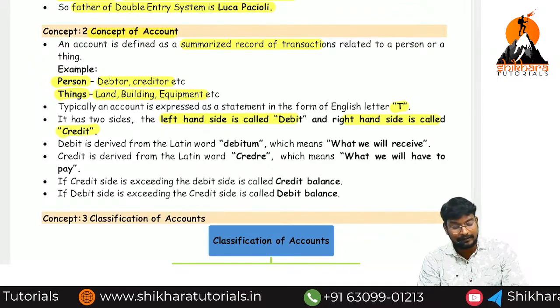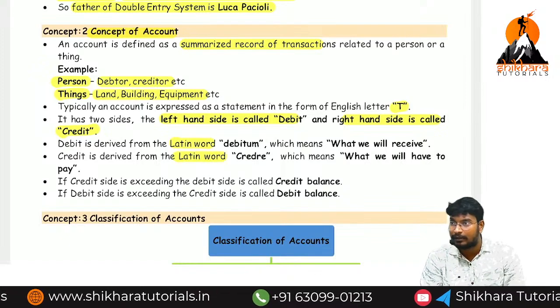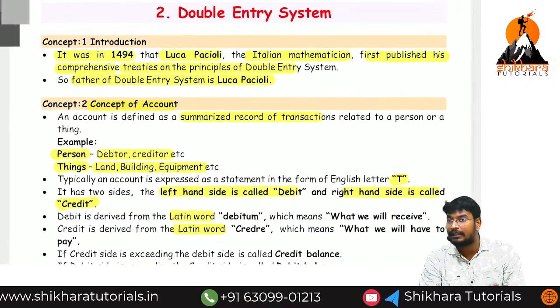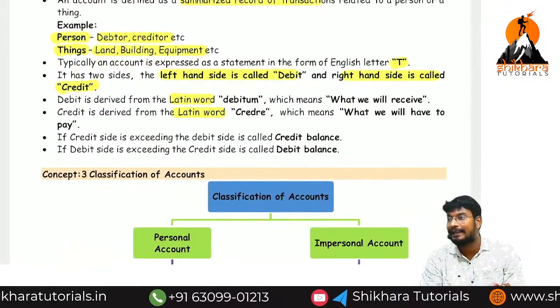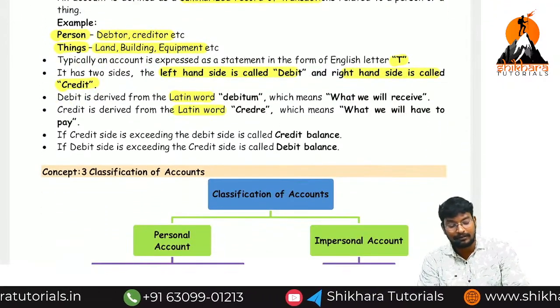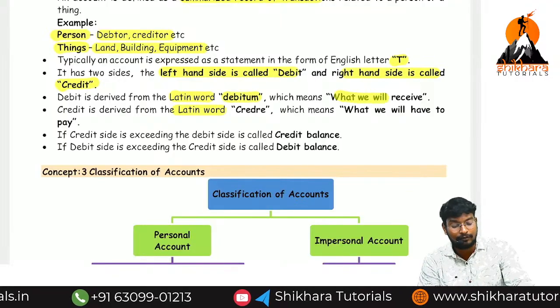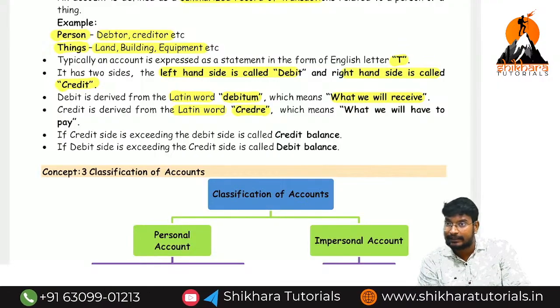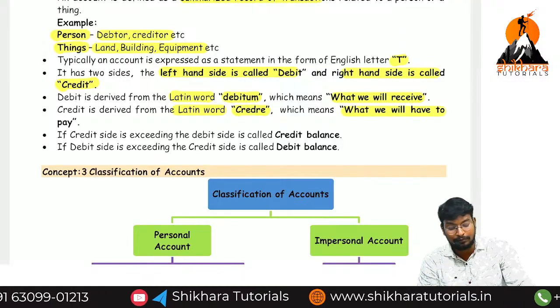So debit is derived from which word? Latin word. Credit is also derived from a Latin word. But Luca Pacioli was an Italian mathematician, though the words are taken from Latin. What is the meaning of debit? Debit is derived from the word debitum, which means what we will receive. Credit is derived from credere, which means what we have to pay.